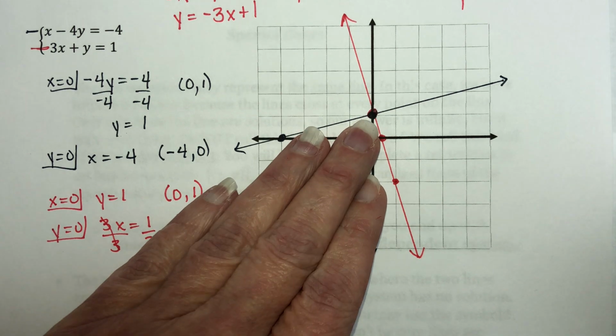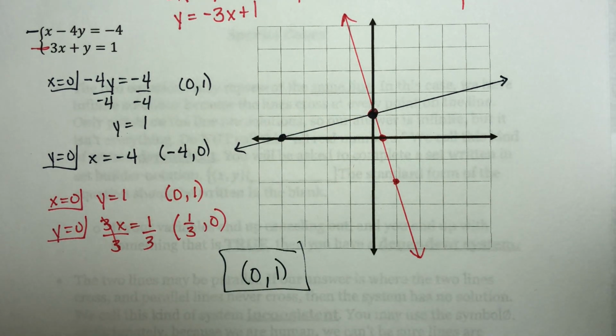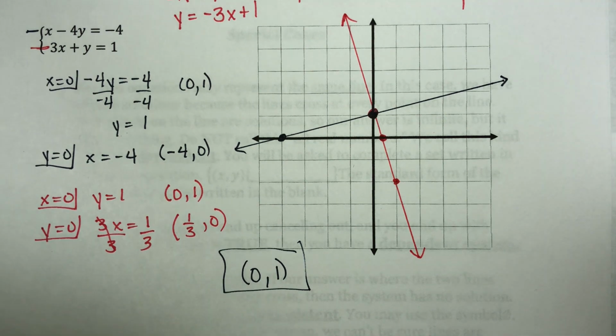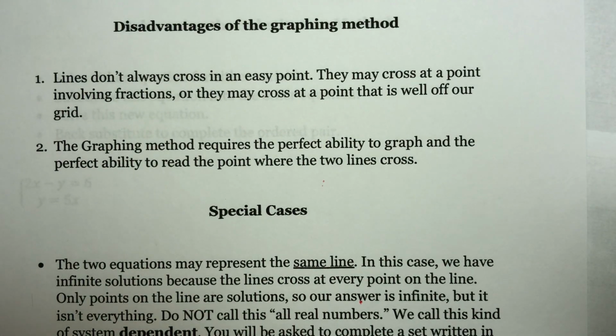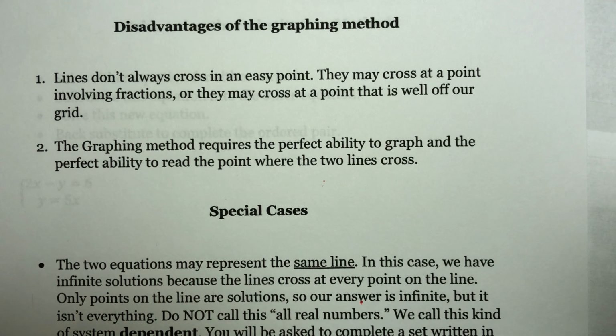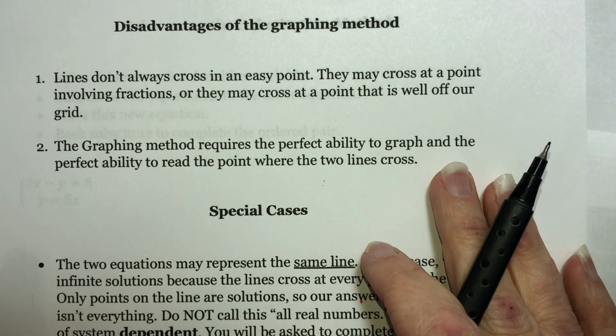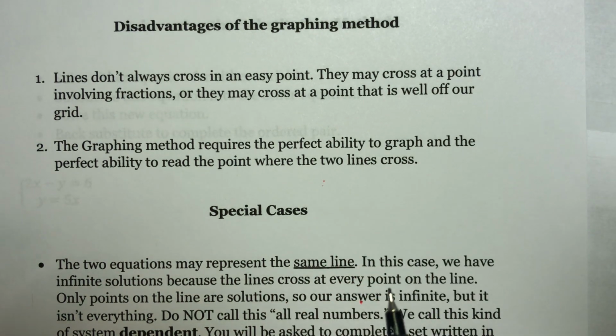But for graphing, you graph both of them on the same coordinate system. Wherever they cross, that's your answer. Now, there are certain disadvantages to the graphing method. Lines don't always cross in an easy point. They may cross at a point involving fractions, or they may cross at a point that is well off of our grid. And that just makes it difficult as humans to read them off, okay? The graphing method requires the perfect ability to graph and the perfect ability to read the point where the two lines cross. So we don't have that all that often, but we use the language of graphing in order to talk about what our answers look like or give an idea of what kind of answers to expect.